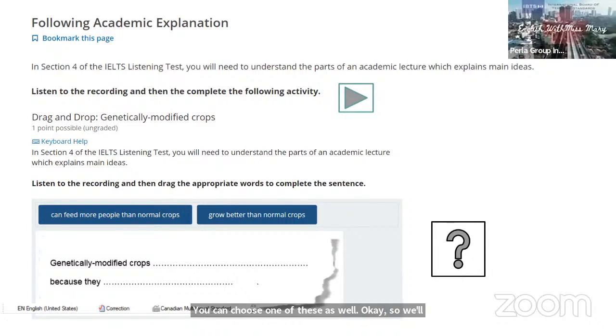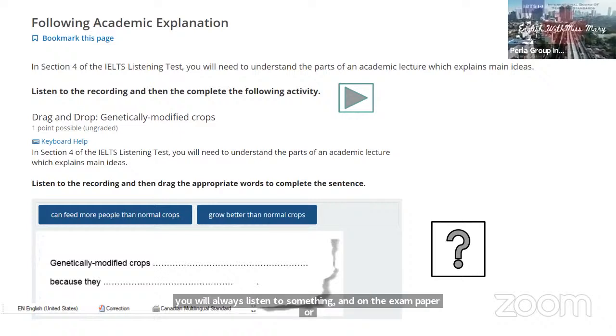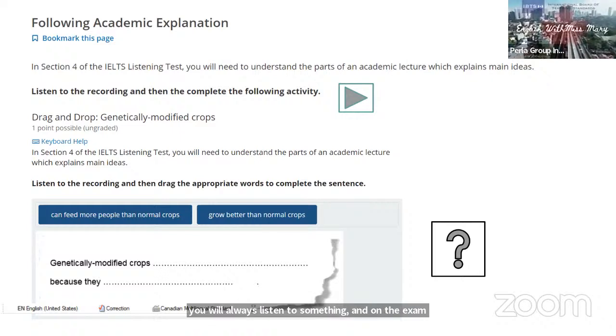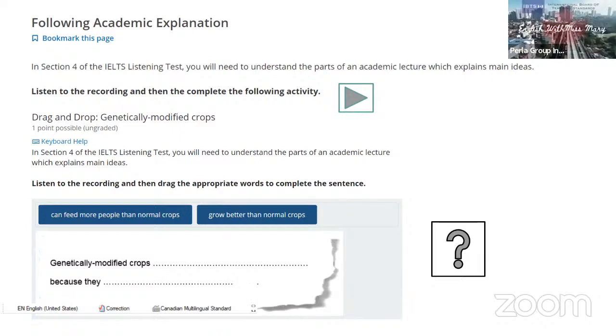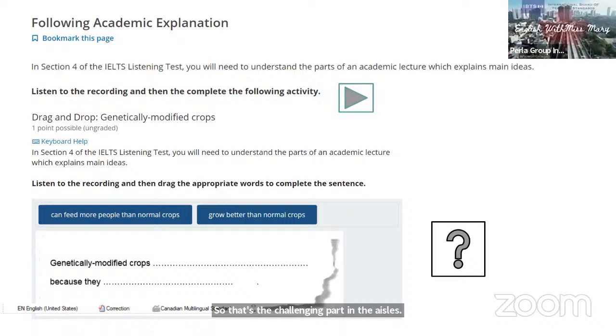From our understanding, as you know, the IELTS is not always straightforward. You will always listen to something, and on the exam paper or your screen, you will see a paraphrase, a synonym, some explanation or some words that are close in meaning to what you heard. So that's the challenging part in the IELTS. Let's go to the last part.